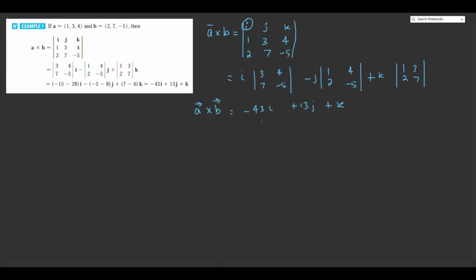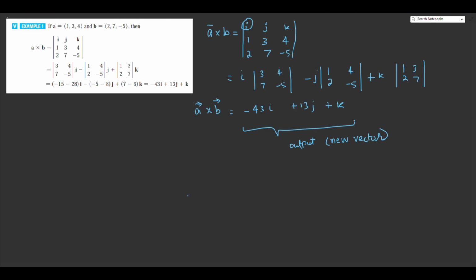Okay, so as you can see, the cross product of the two vectors A and B, what is the output? This is our output, and this output is a new vector, so it is different from the dot product. In the dot product, as an output we get a number, but in the cross product we get a vector, and this is the reason it is also called the vector product.